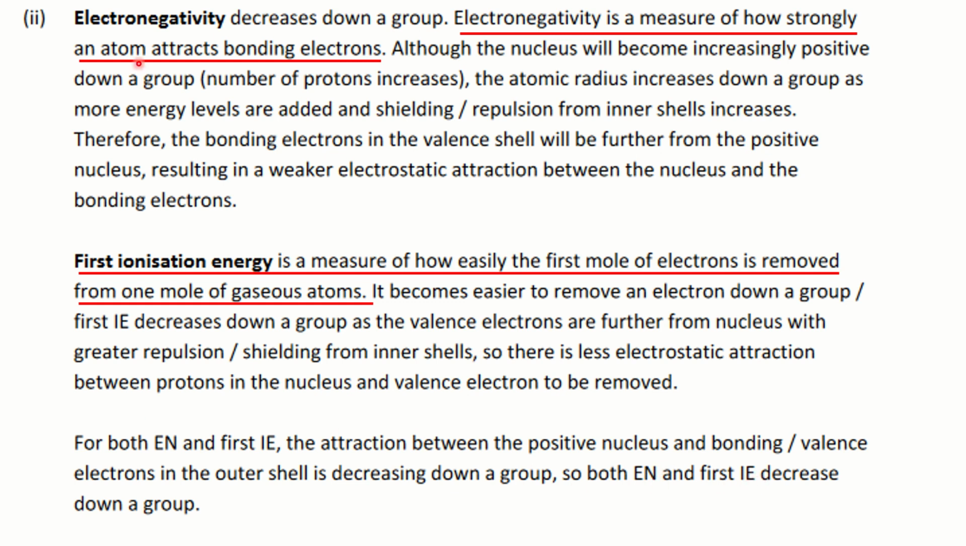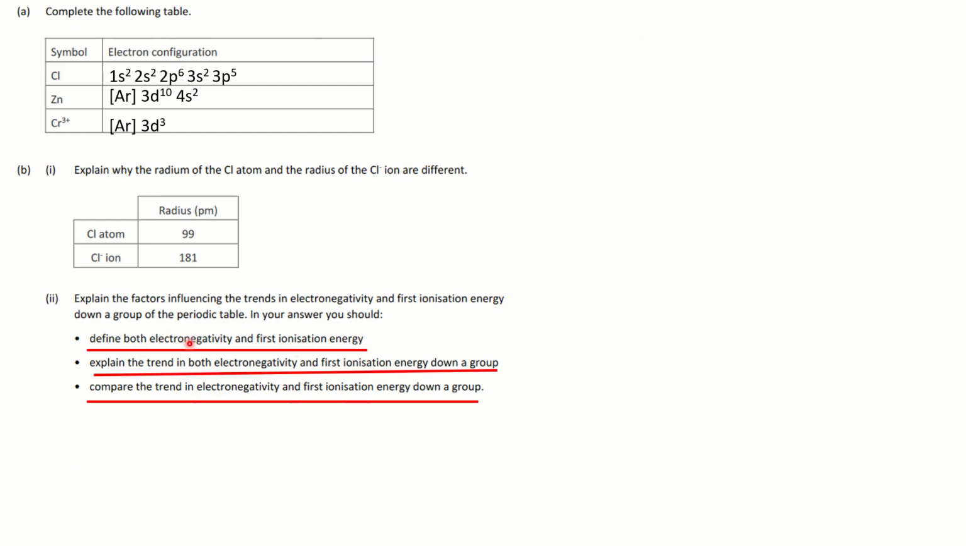So definition here and here, explain down a group, here for electronegativity, here for ionization energy, and then compare. This last one down right here. It tells you what it wants. Define, explain, compare. Usually with these 3 bullet point questions, the define equates generally to an achieved mark, the explain generally equates to a merit mark, and the compare generally equates to an excellence mark. And obviously for excellence you have to have the merit and achieved as well.